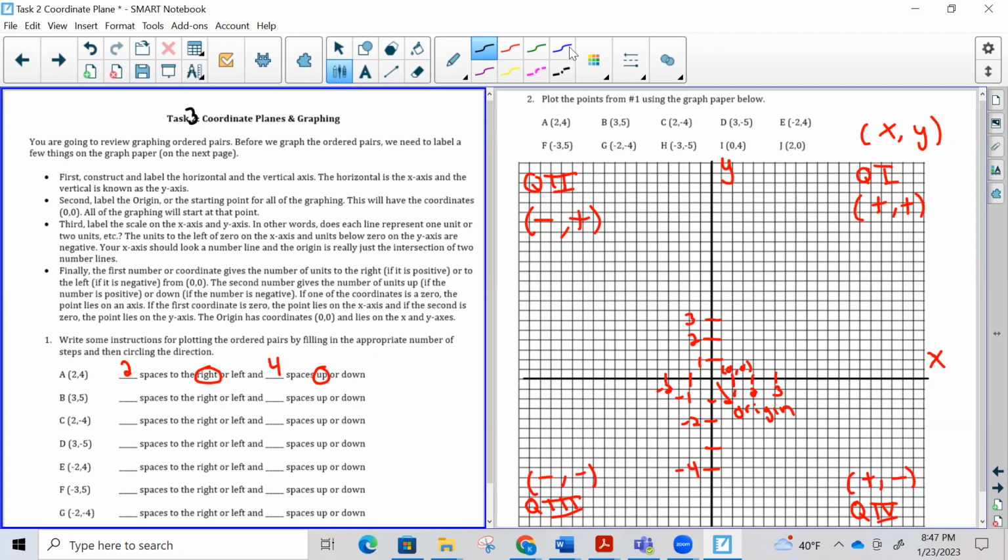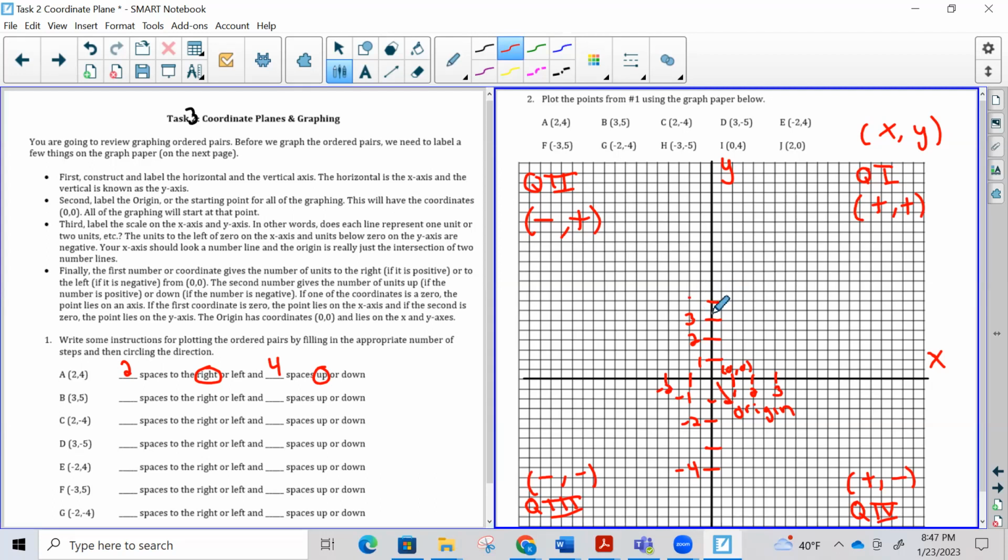So for this point, A, we're going to go 2 spaces. So remember, I went by 2. So this is 1, 2, and then I'm going to go up 4. So I'm going to go 2 spaces to the right and then up to 4. And that's my point A. And we should always label our points. And we're going to do a lot of graphing in unit 2, so this is important.